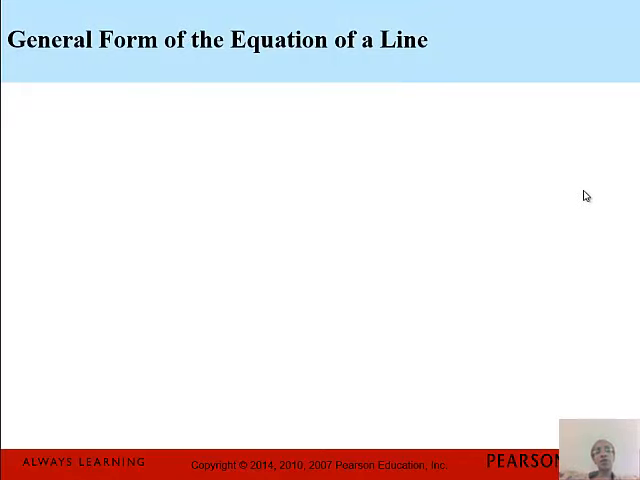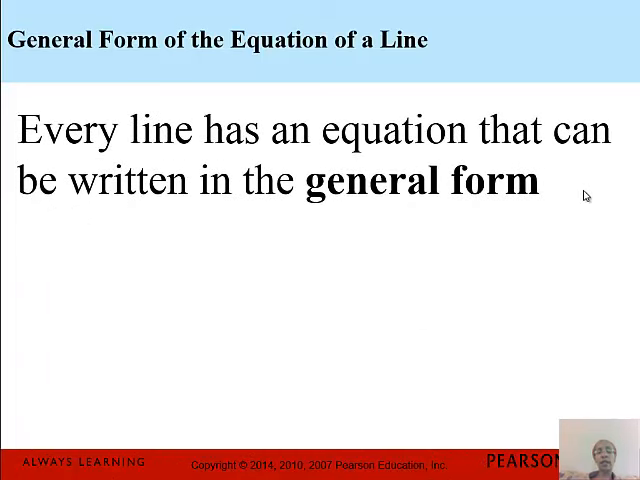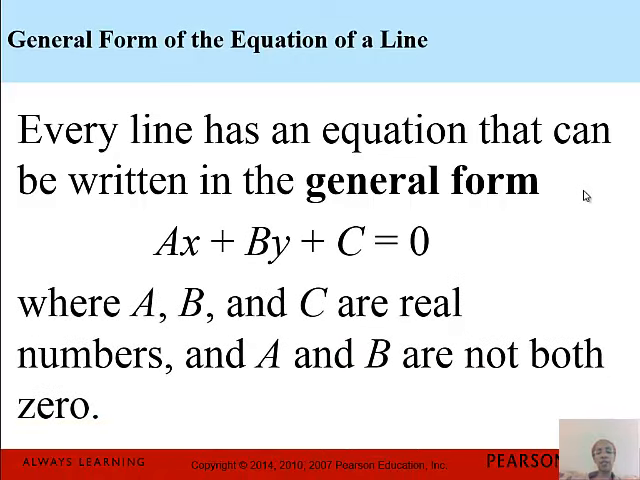Another form of the equation of a line is the general form. Every line has an equation that can be written in the general form. And that form is ax + by + c = 0. a, b, and c are real numbers, and a and b are not both 0.